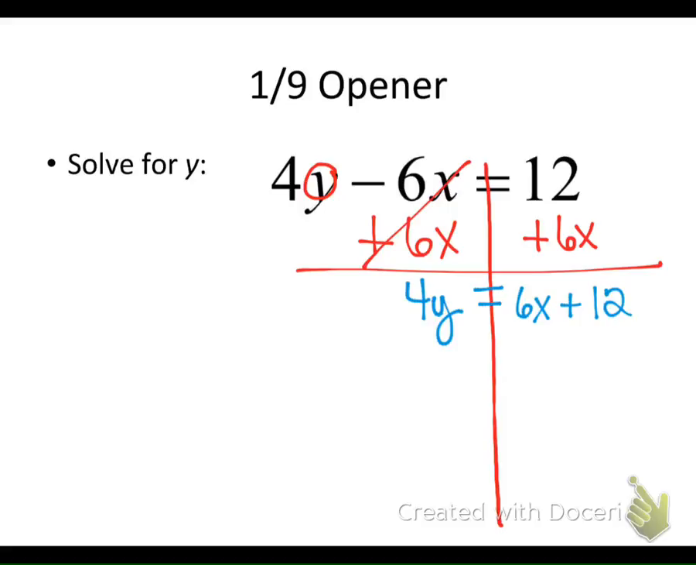I need to get the y by itself, so now I get rid of the what? If I want to get this y by itself, what do I have to get rid of? The 4. How do I do that? So if I divide this side by 4, I divide this entire right side by 4.